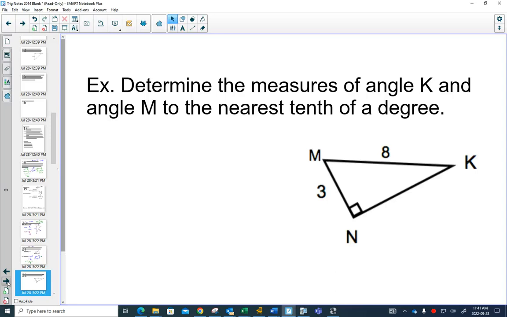This question is just asking for angle K and angle M. Let's do angle K first. So if I want to find angle K, again, I have to decide which one would be fastest, sine, cosine, or tangent.